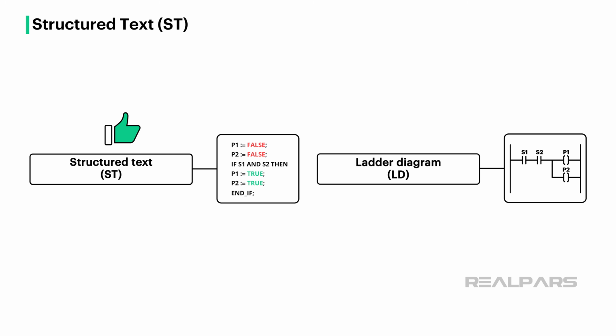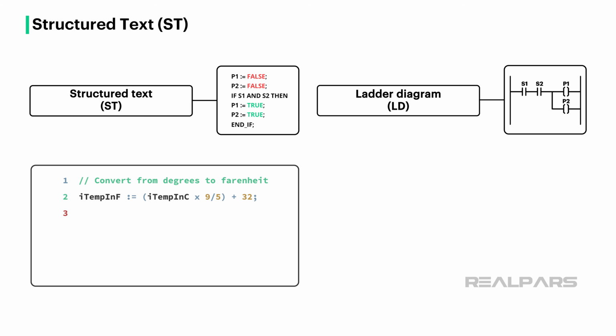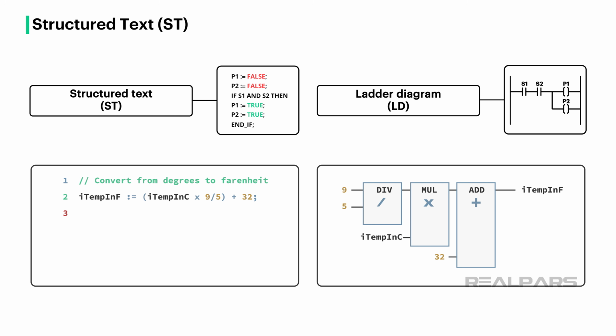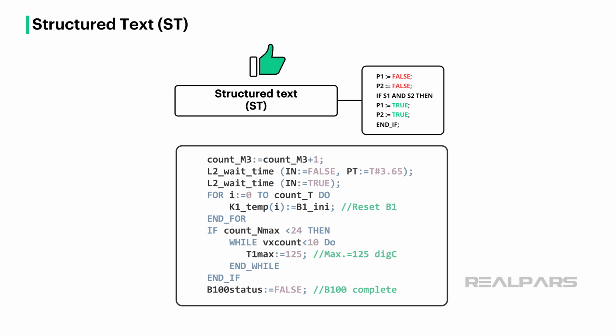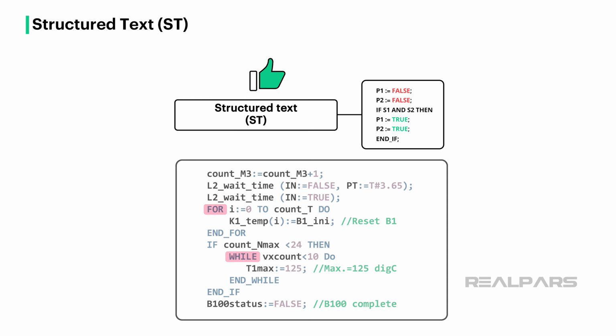For computation, mathematical instructions can be chained together to do complex calculations on a single line. In ladder diagram, each step in the computation requires dedicated instructions, which makes calculations bulky. Structured text is also better for looping over sections of logic since it has built-in instructions like for and while, which are designed for looping. In ladder diagram, you have to build loop constructs yourself.